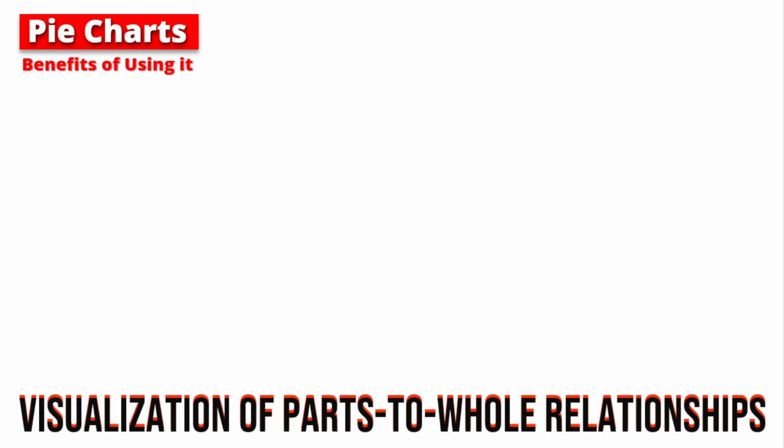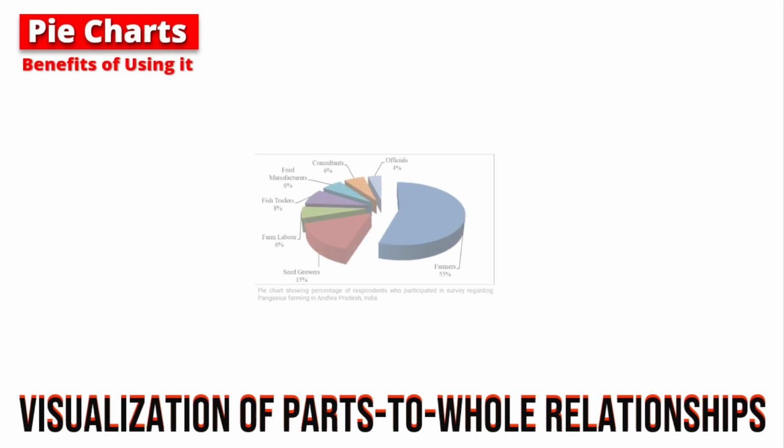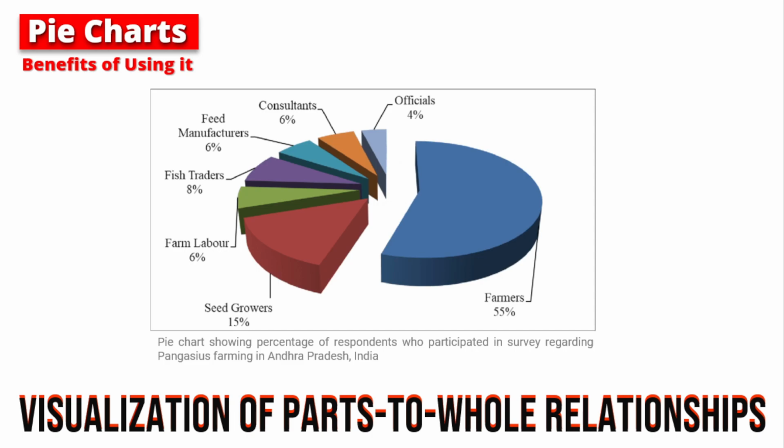Visualization of parts to whole relationships. They are particularly useful for illustrating the distribution of a whole into its constituent parts. For example, you can use a pie chart to show how a budget is divided among various expense categories.